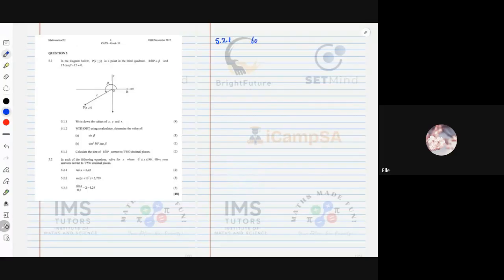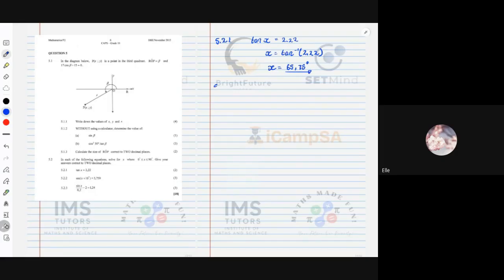5.2.1. 10x is equal to 2.22. Therefore, x is equal to tan inverse 2.22. X is equal to shift tan 2.22. X is equal to 65, but that's in your calculator, 0.75 degrees.